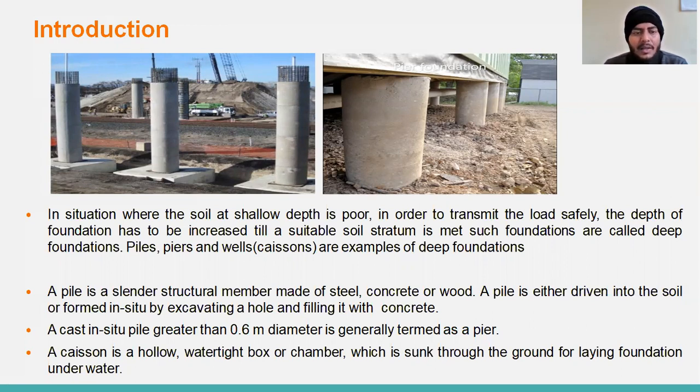A cast in situ pile greater than 0.6 meter diameter is generally termed a pier. So a pier is a vertical column of relatively large diameter. A pier is also, we can say, a pile, but with a diameter greater than 0.6 meter. A caisson is a hollow, watertight box or chamber which is sunk to the ground for laying a foundation in water. See, pile foundation can be caisson or uncaisson.